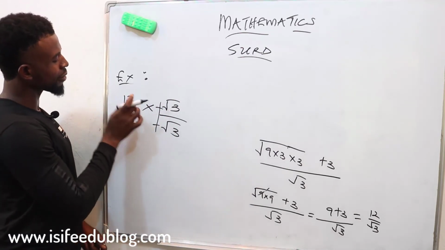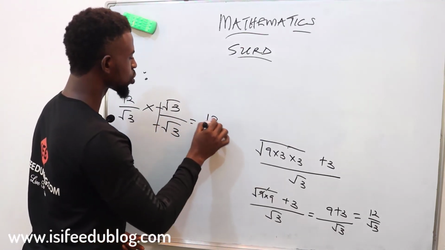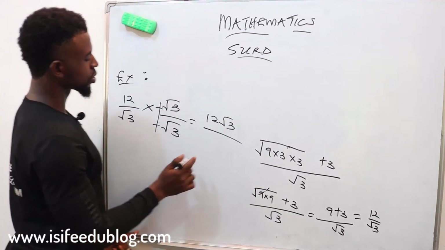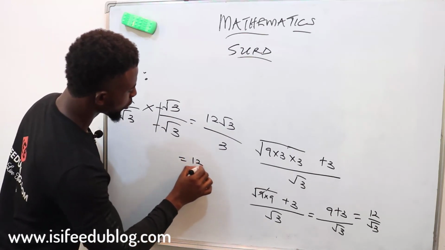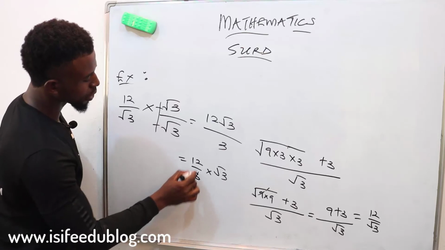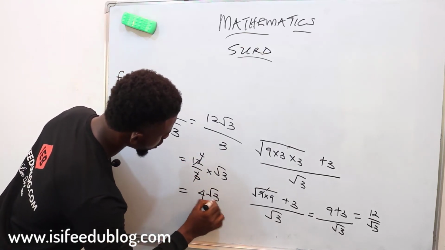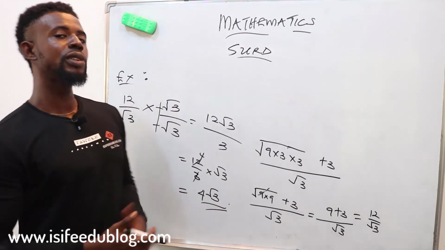So I'll have to multiply out straight. 12 times root 3 will give us 12 root 3, all over root 3 times root 3 will give us 3. So this is 12 over 3 times root 3. Now 12 divided by 3 will give us 4. So our final answer is equal to 4 root 3. Alright, so basically that will be it on SURDs.